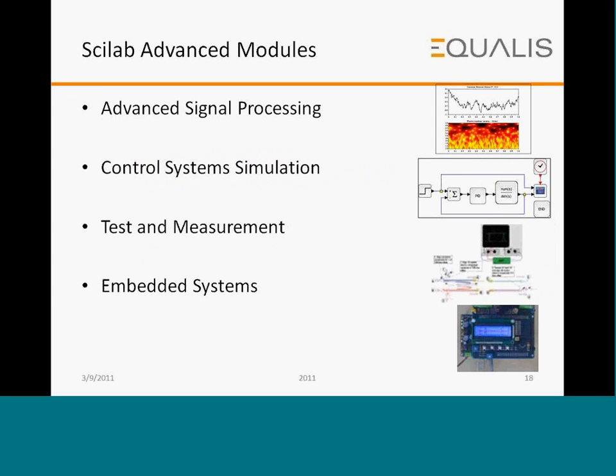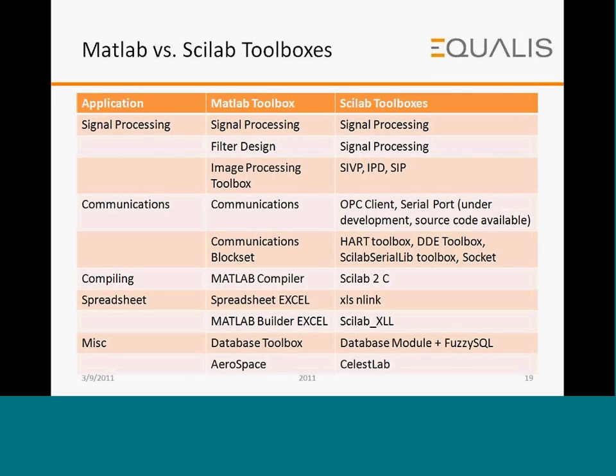Scilab has a lot of advanced modules. You can use Scilab for advanced signal processing, control system simulation, test and measurement, and embedded systems. Compare MATLAB and Scilab in terms of application signal processing. This lists some of the MATLAB toolboxes that are used in this area, such as signal processing, filter design, image processing toolbox. And then, if you look at the Scilab toolboxes, there is signal, image, and video processing, which is what I'm going to show you today when I get to the phase of showing some example problems and how we solve using Scilab.